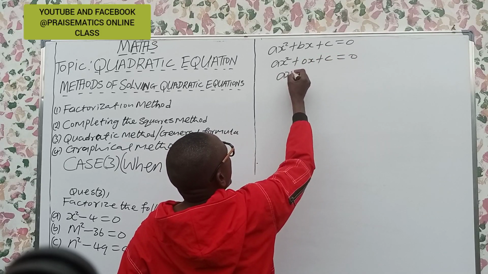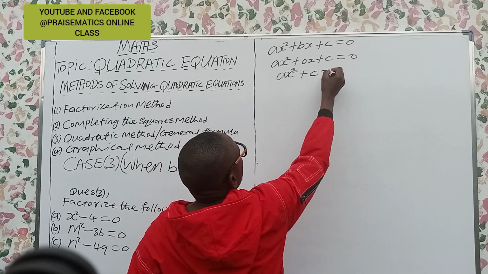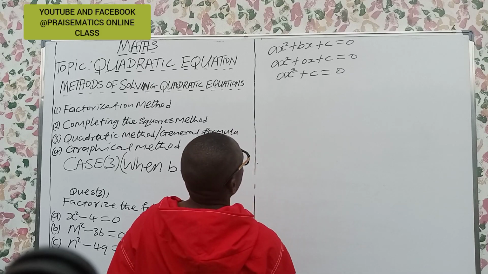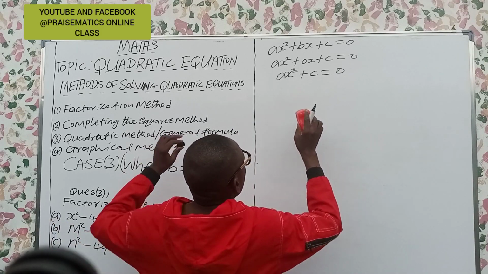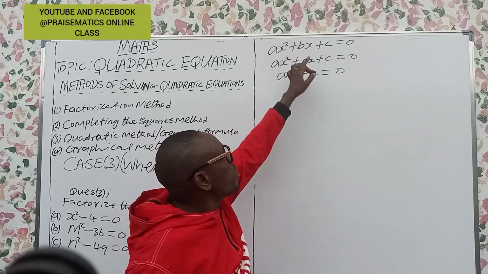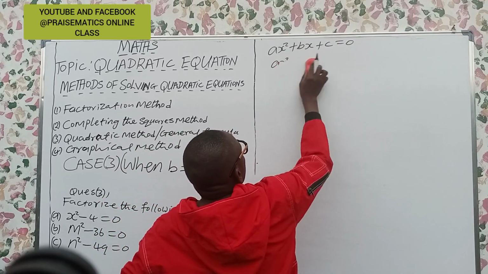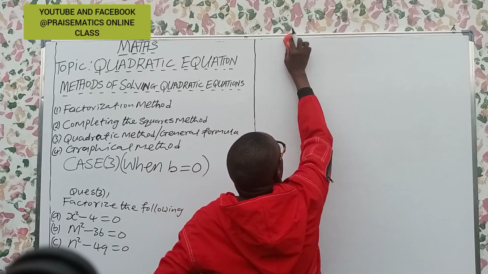Finally, we have ax squared plus c equal to 0. So that is the case that we are solving. We are solving a case whereby the coefficient of b, the coefficient of x, is 0. That means what we have is ax squared plus c equal to 0. So we are going to resolve them right now.